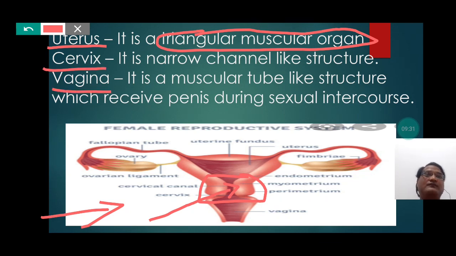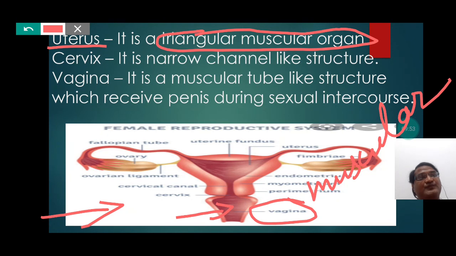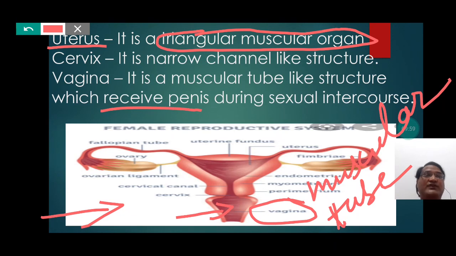Vagina. It's a muscular tube-like structure. So students, if you concentrate on this picture, then you can also notice a muscular tube-like structure which is called vagina. So students, vagina actually is the muscular tube, the main function of which is to receive the penis during sexual intercourse.